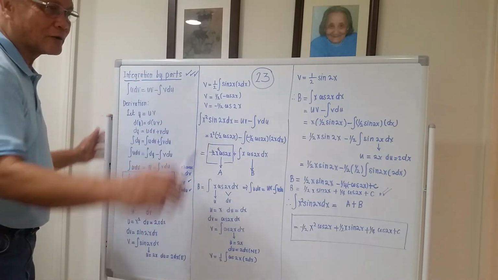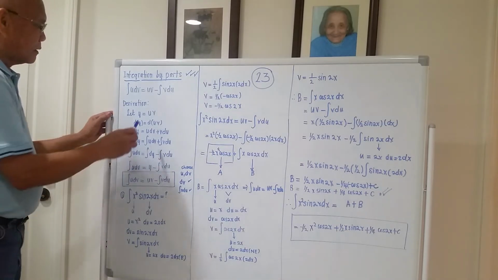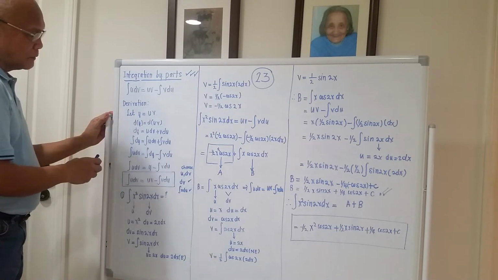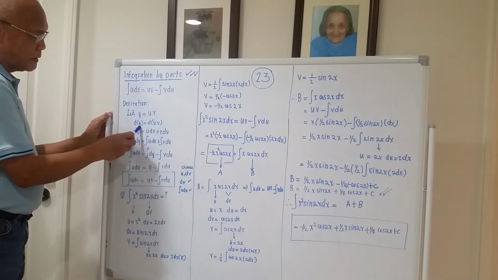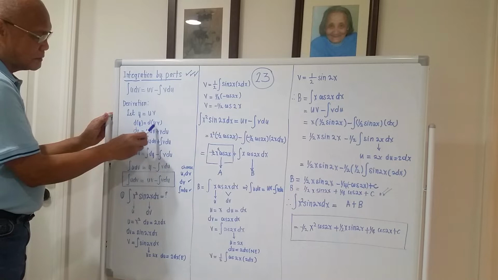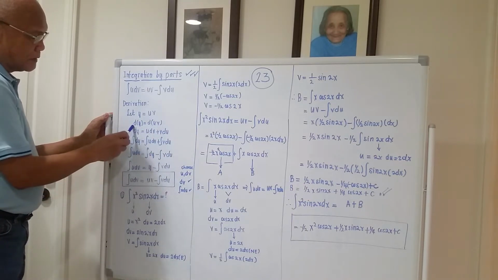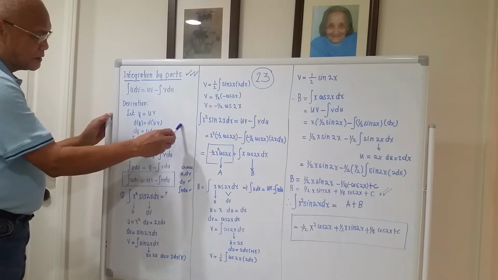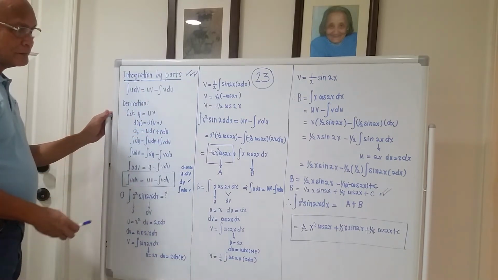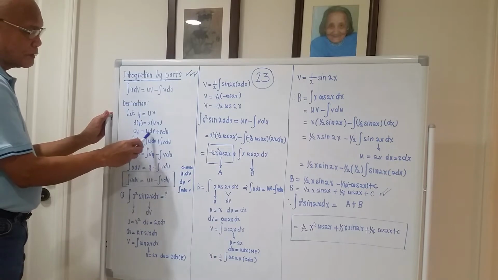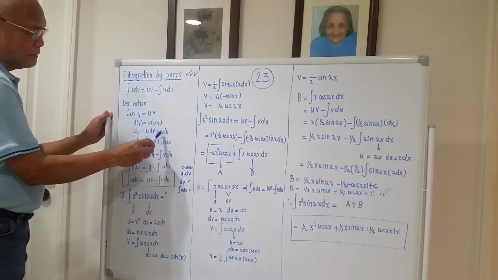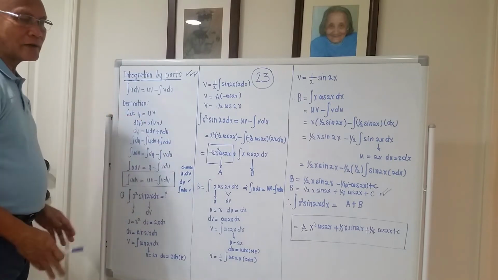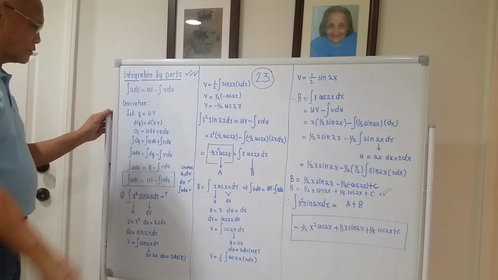Okay, let's bring out the derivation. We let y equal to uv. Take the differential of both sides. Differential of y equal to the differential of uv. Differential of y is dy. Differential of the right hand side, product formula: first one times the differential of the second plus the second times the differential of the first. Product formula under differential calculus.